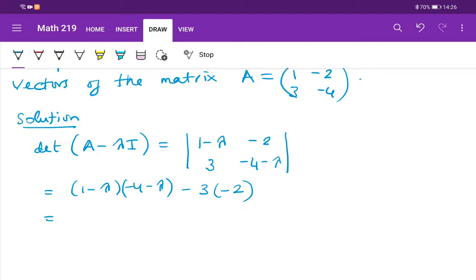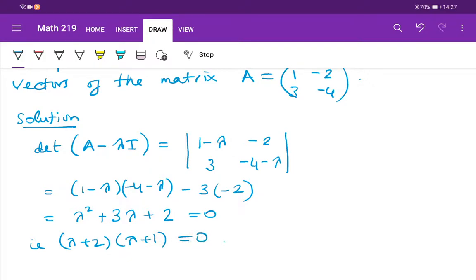Okay, so this is a quadratic equation, and this is lambda squared, and we have plus 4 lambda minus 3 lambda plus 3 lambda, and you get plus 2. So the characteristic equation is that we want this to be 0. And you can easily factorize this. This is (lambda plus 2)(lambda plus 1) equals 0.